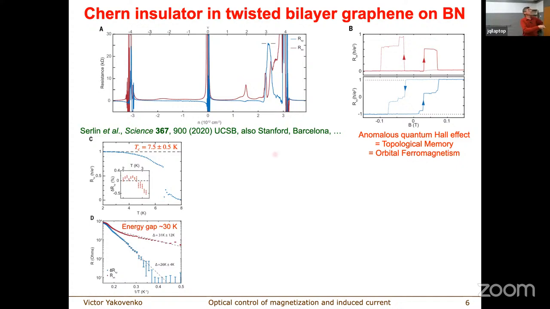And at low temperature it also has an energy gap. This is an activation plot, 1/T. So at low temperature, there is an activation gap. Depending on how you define it, it is this or that, but of the order of 30 Kelvin. So bottom line, it is an insulator with a well-defined energy gap. And this appears in a second order phase transition, breaking time reversal symmetry spontaneously. So these are experimental facts, reproduced by many groups, by the way, not a single group.